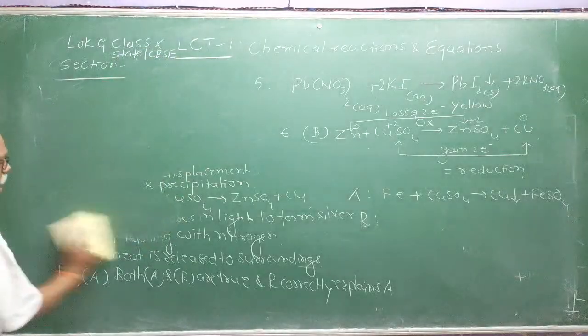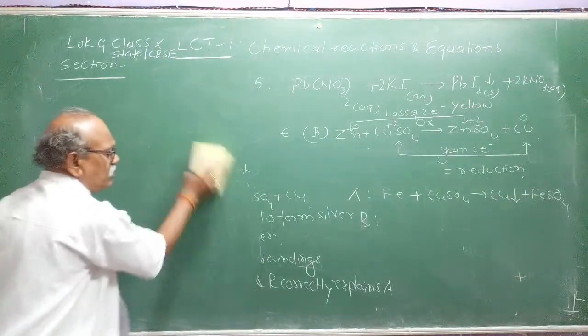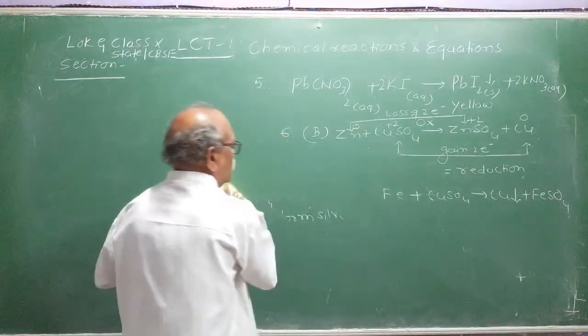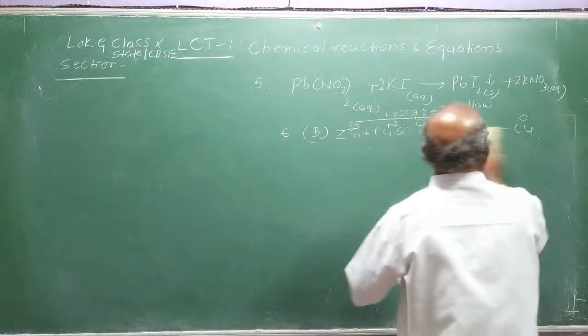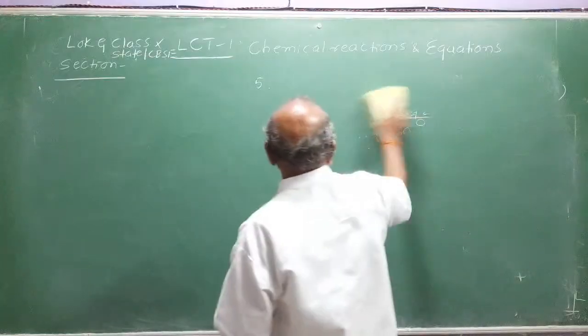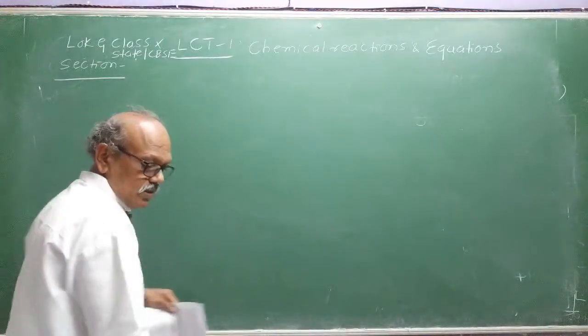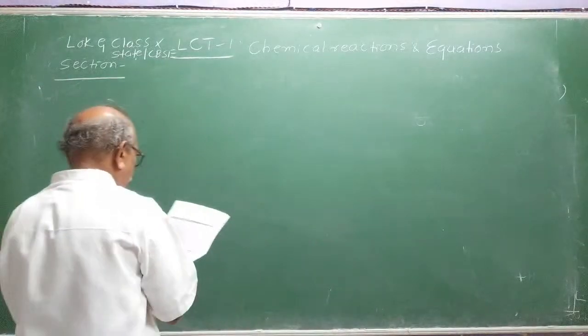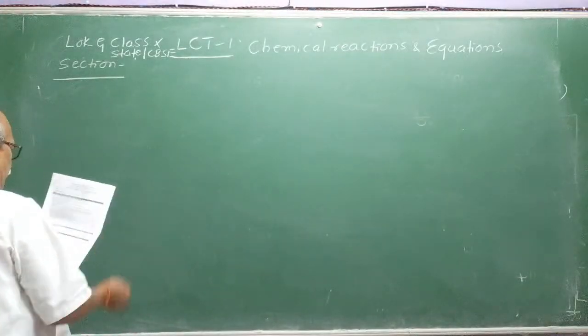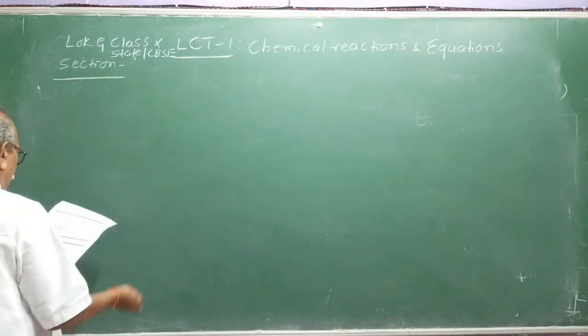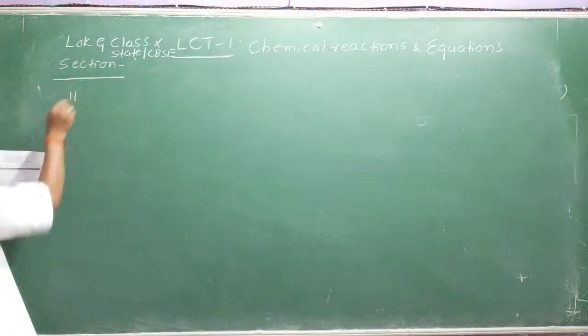Section B. Read the question. It is a standard paper. These questions have appeared a number of times. Balance the following equation and identify the type of the reaction. 11th question, each carrying 2 marks.